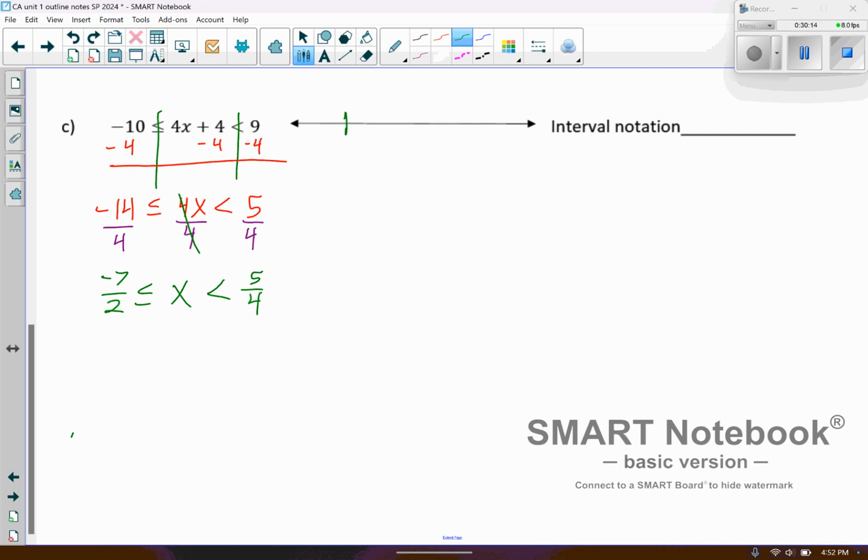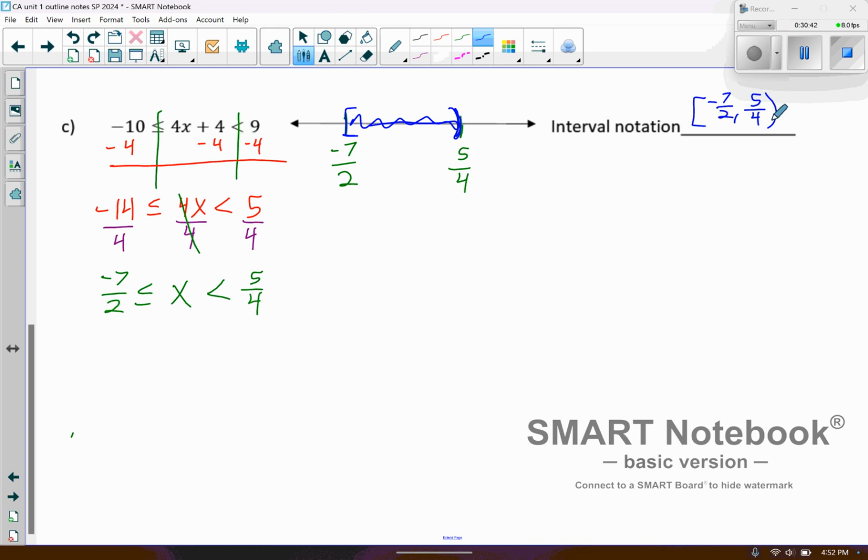Like I said, this part's a little arbitrary, so let's just spread them out a little bit here. The first one is included, so we're going to bracket that in. The second one is not included, my other endpoint. And then we shade between. My interval notation is from negative 7 over 2 to 5 over 4, and then we'll put a parentheses right there.